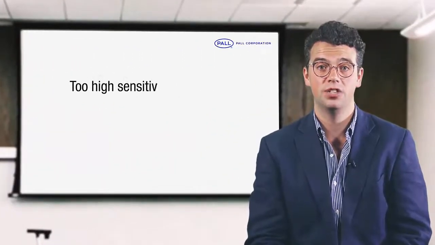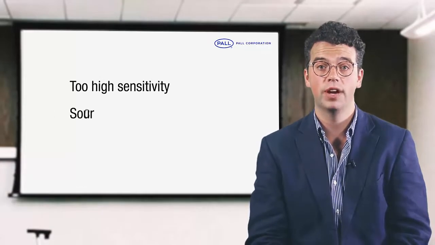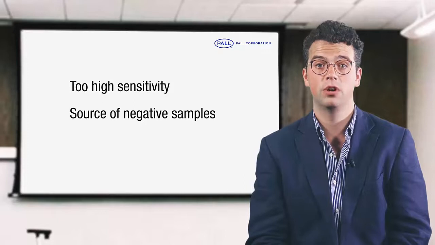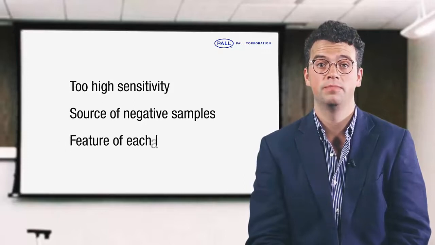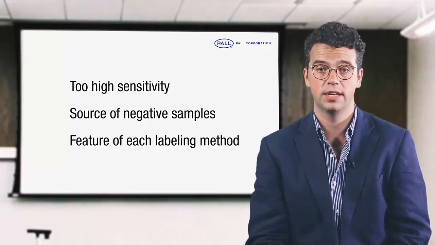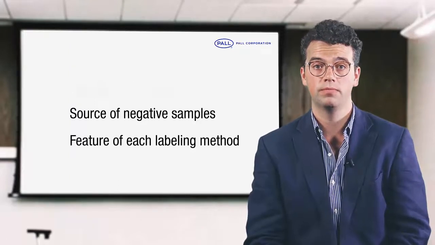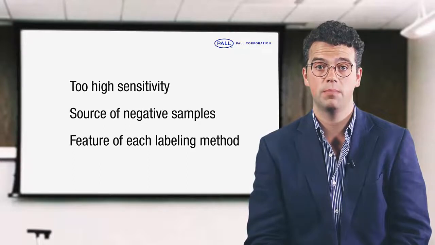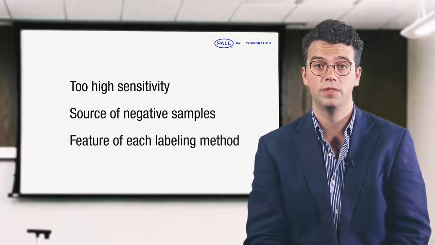When you're facing any issues after changing materials, we recommend selecting the simplest solution first. Appropriate control is the key for the best approach. Let us review our 3 points to identify and fix the root cause of false positives in lateral flow assays. 1. Too high sensitivity. 2. Source of negative samples. And 3. Features of the labeling method.